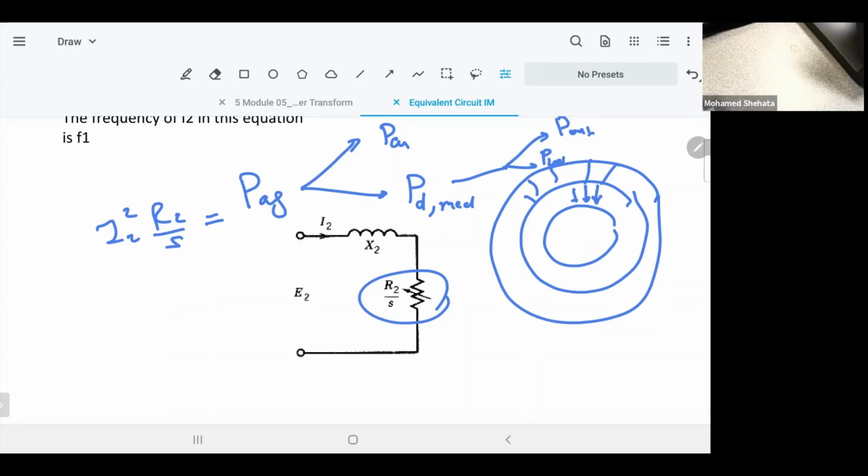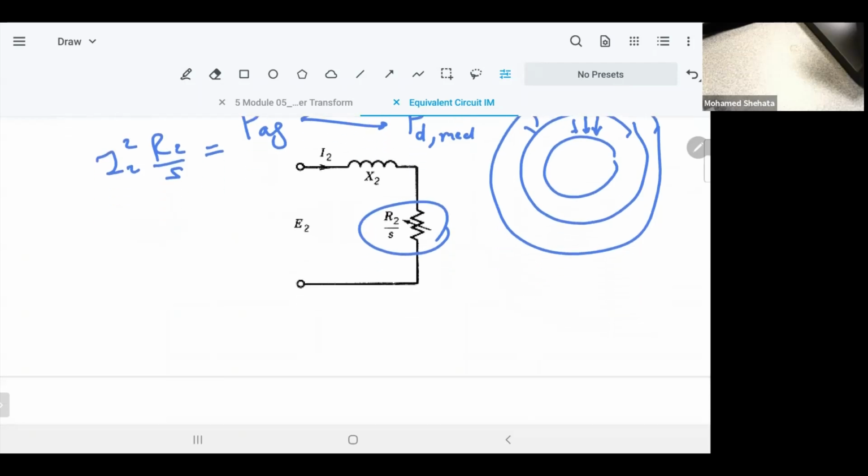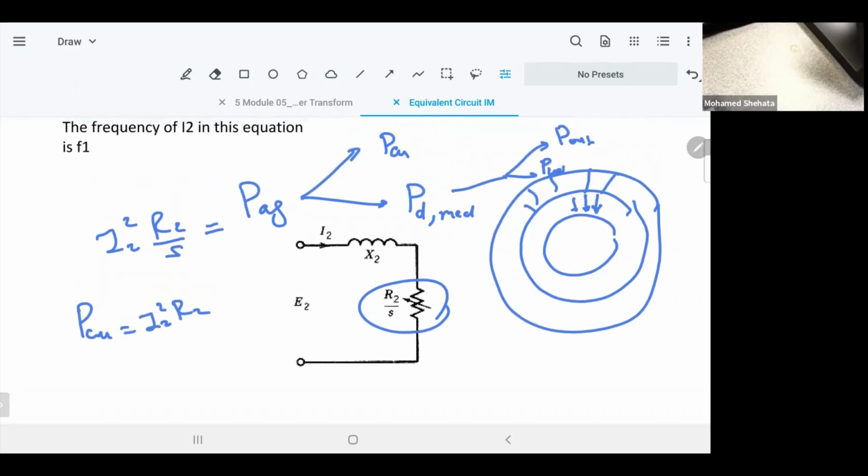Now let's find the equivalent circuit in a way that I can split this resistance into two parts. One represents the copper loss and one represents the developed mechanical power. So R2 over S, when you multiply by I2 squared, represents the total power in the air gap. What about the copper loss? Copper loss is equal to I2 squared times R2. So if you want to find the developed power, subtract both, because we know that air gap power will go for copper loss and developed power.